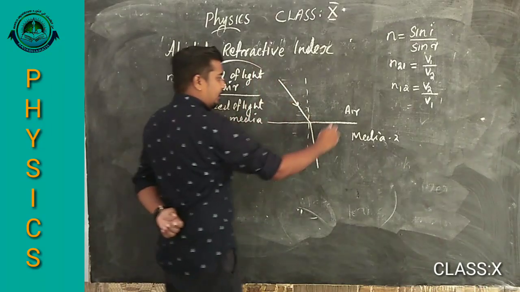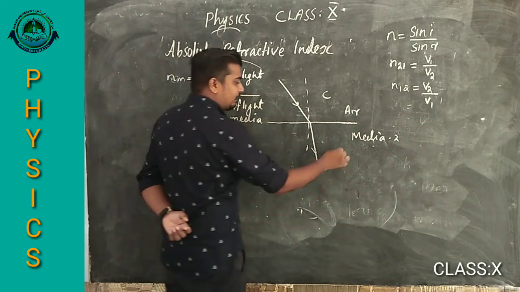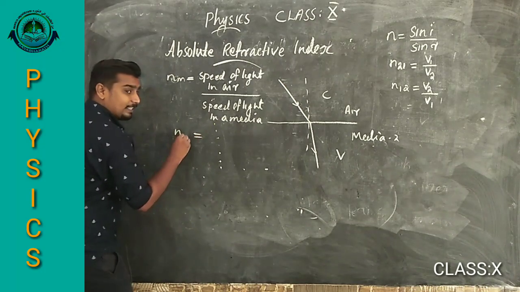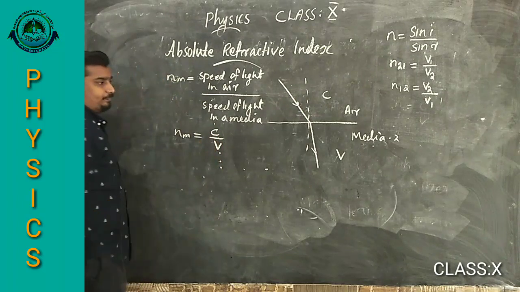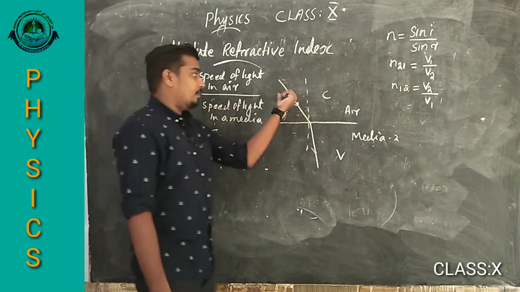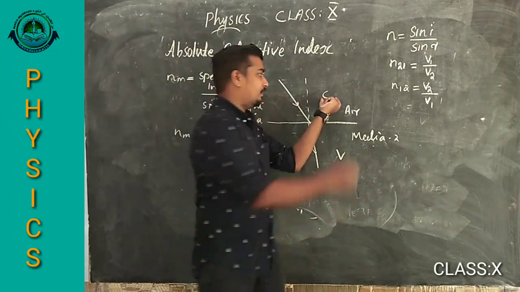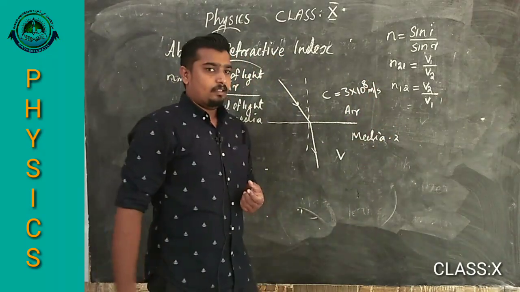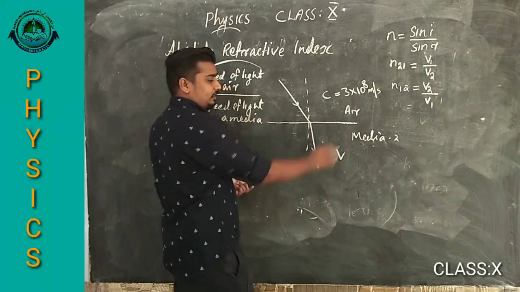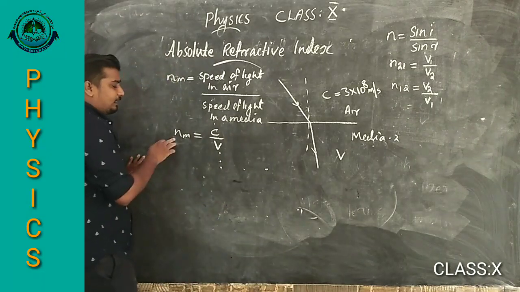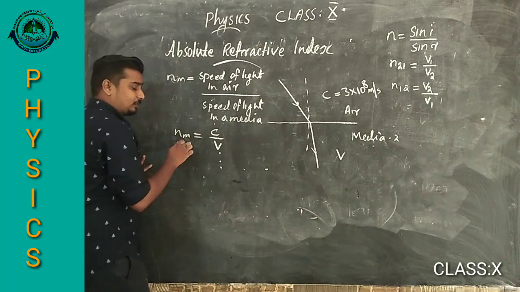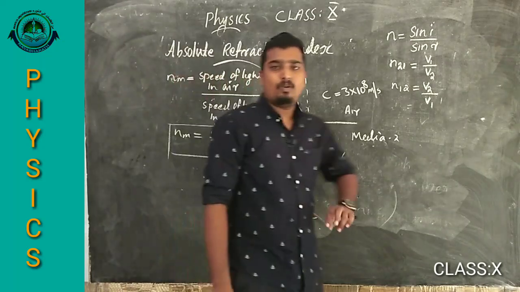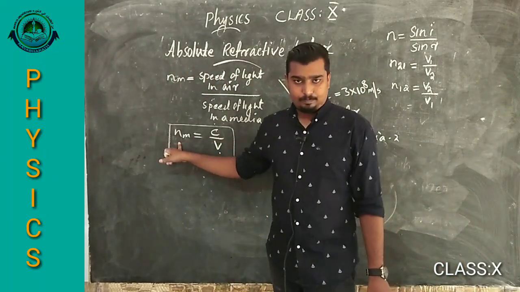Okay, we have the speed of light in air is represented as C and the speed of light in any media is V. Therefore, the absolute refractive index Nm equal to C by V. I repeat, here the speed of light in air is considered as C. The value of C is 3 into 10 raised to 8 meter per second and the speed of light in media is taken as V. Therefore, the absolute refractive index or refractive index of medium is equal to C by V. This is the equation for absolute refractive index or refractive index of any media.